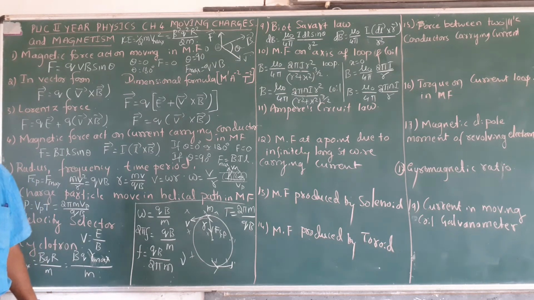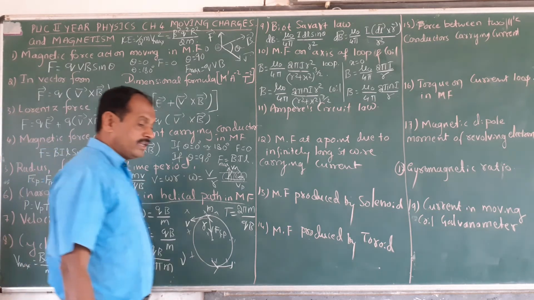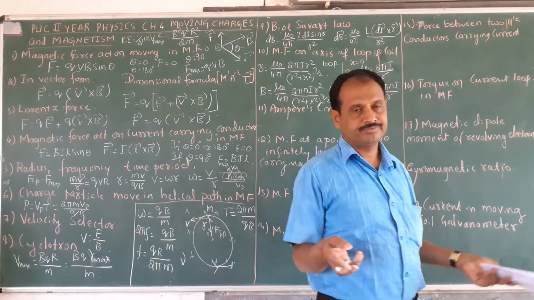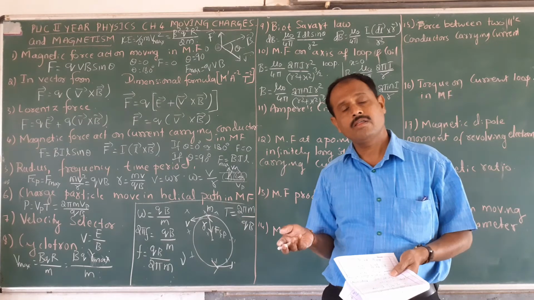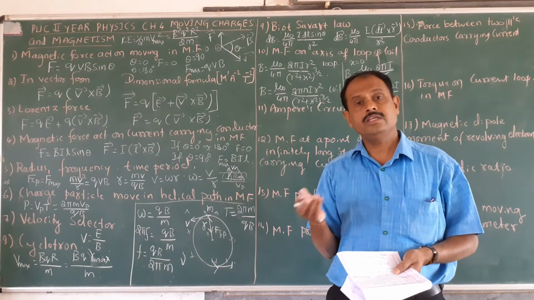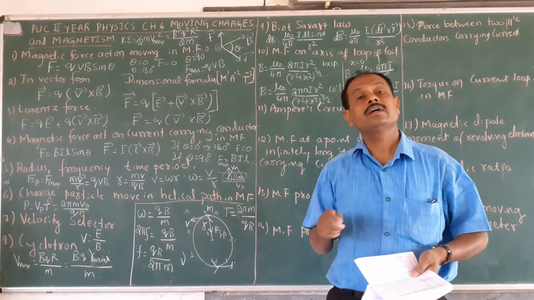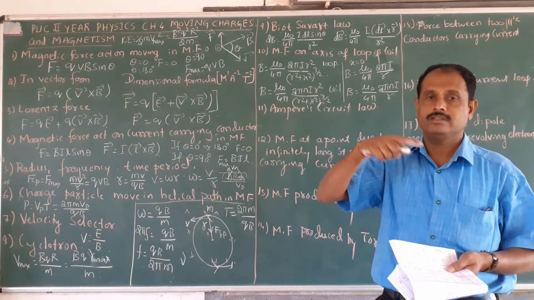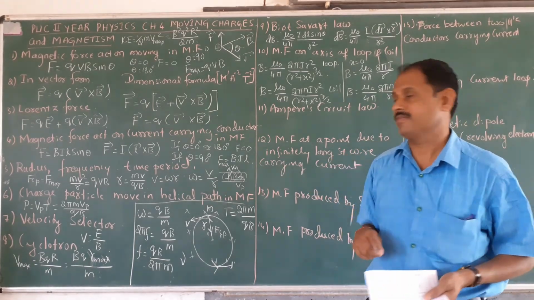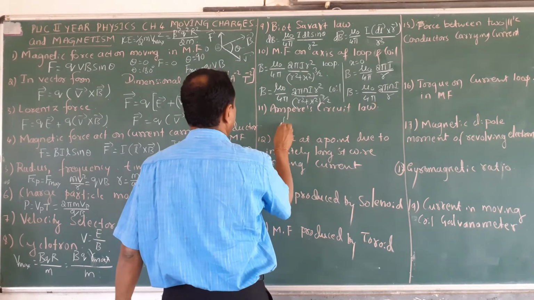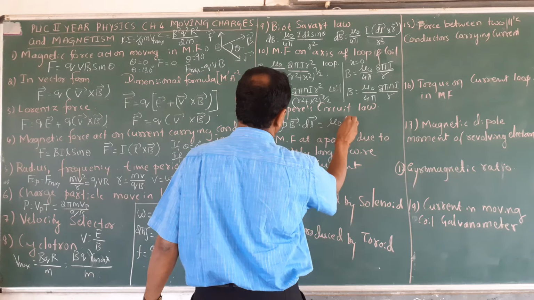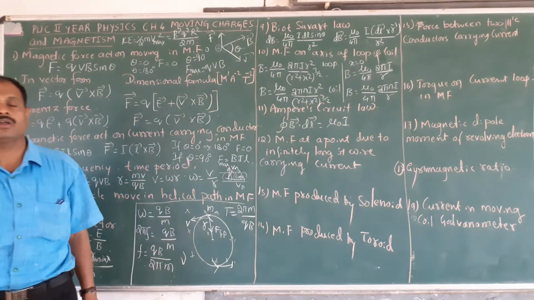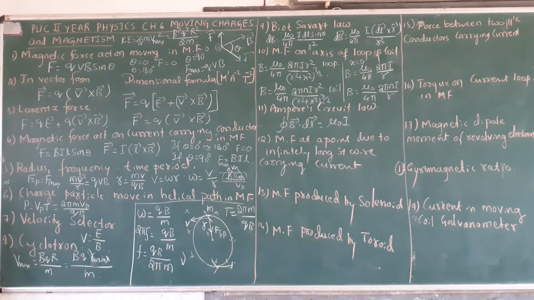Ampere circuit law. The line integral of the magnetic field over a given closed space is equal to mu naught times the current threaded by that closed surface. That is, the line integral of the magnetic field is equal to mu naught times the current threaded by that closed surface or closed space.